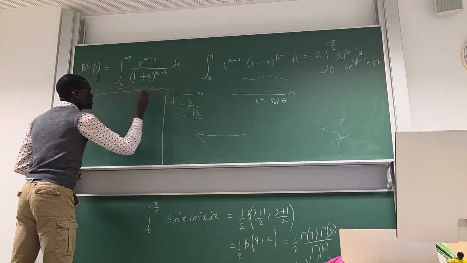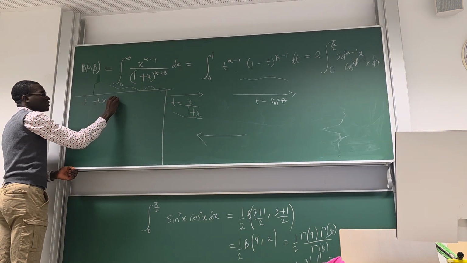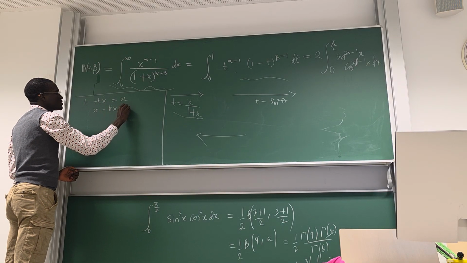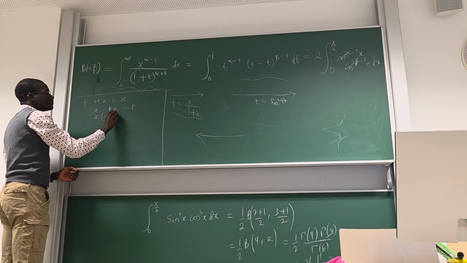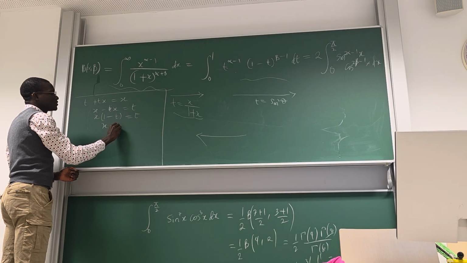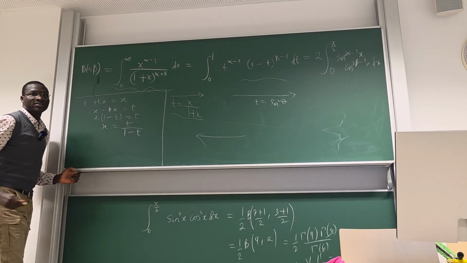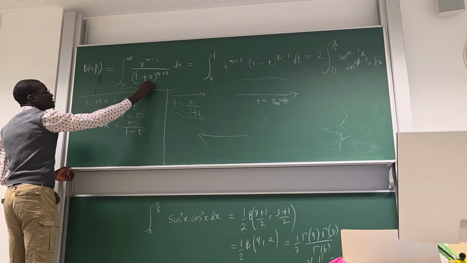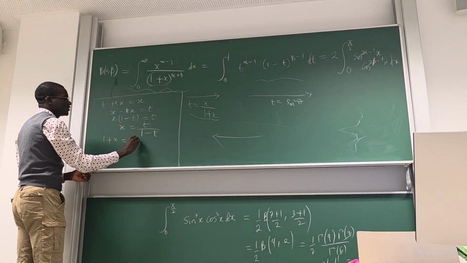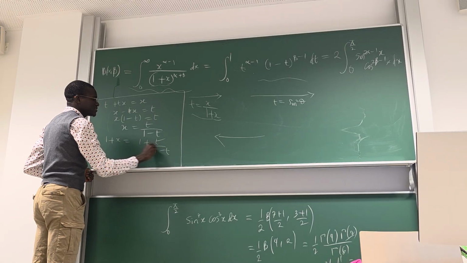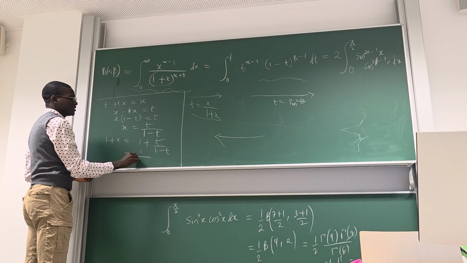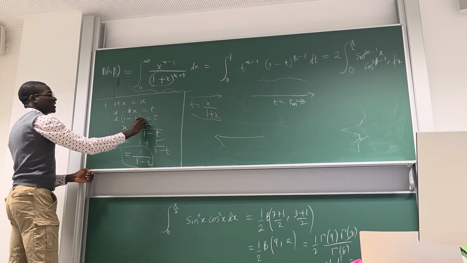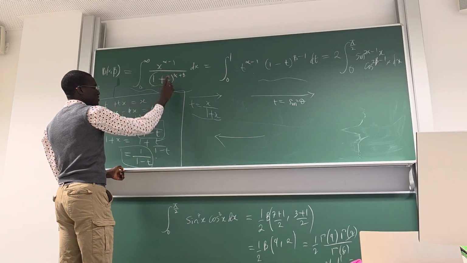So you have t equals this. This means t plus tx equals x. This means x minus tx equals t. This means x times 1 minus t equals t. So x equals t divided by 1 minus t, right? Okay, so we have 1 plus x in the denominator. You just do 1 plus x here, and you have 1 plus t divided by 1 minus t. And this is just 1 divided by 1 minus t. Okay, so now we have 1 plus x, and we have x. So we just substitute into this.